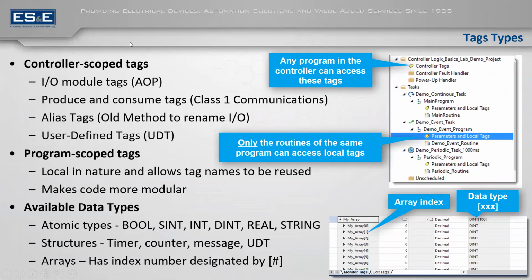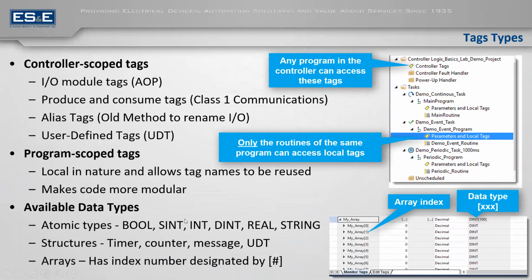So this kind of goes over a little bit more controller scope versus program scope. And again, produce and consume tags will need to be controller scoped. I didn't mention that earlier, but they always need to be. User-defined tags, add-on instructions, and add-on profiles all are always controller scope tags. But the program scope tags, again, allows you to have the same tag name to be reused because it is only used in this routine within this program.